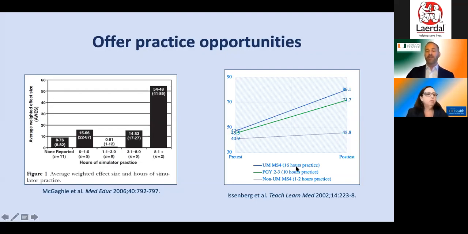But what's the difference? How much time they practiced. The outside medical students only had an hour or two with Harvey, whereas our residents on average practiced for about 10 hours, and our medical students practiced for about 16 hours. So clearly, giving opportunities for deliberate practice is very important.